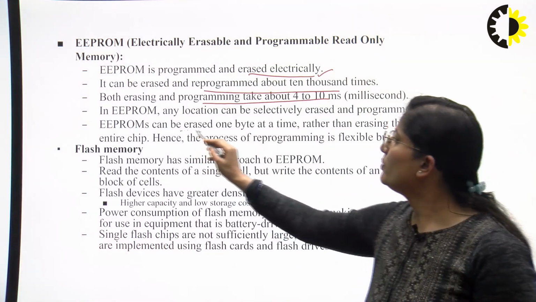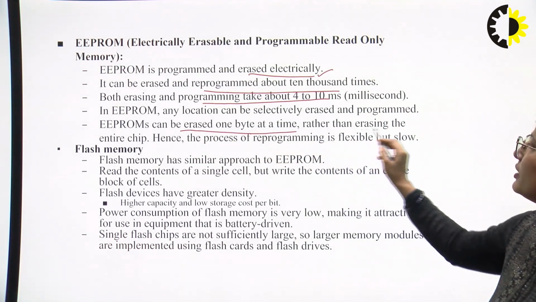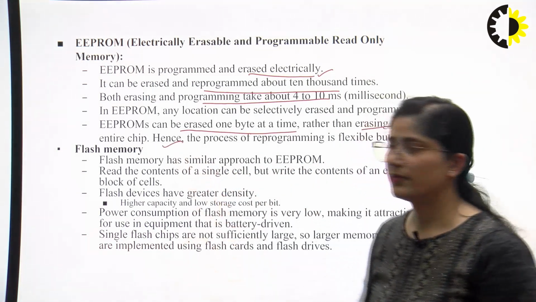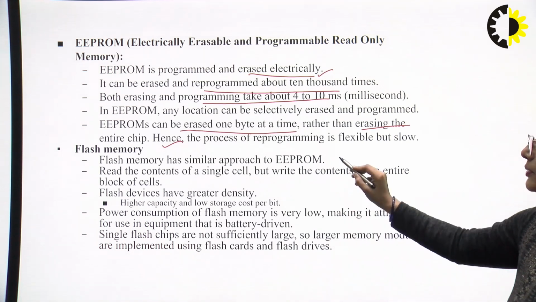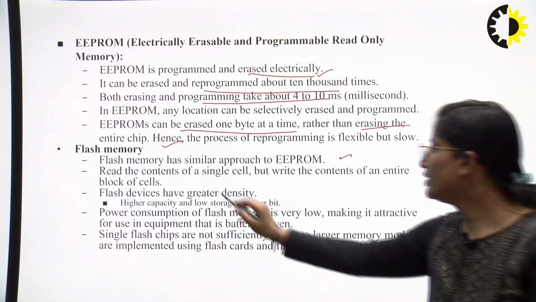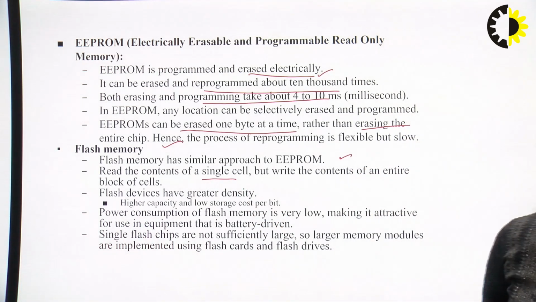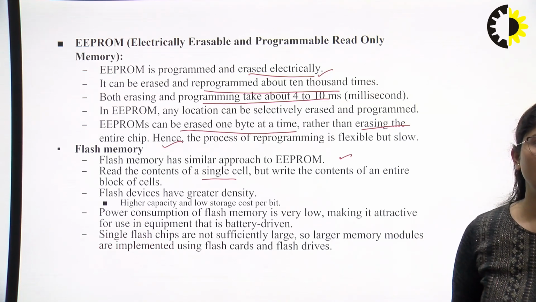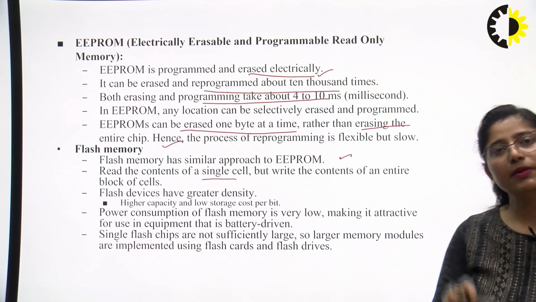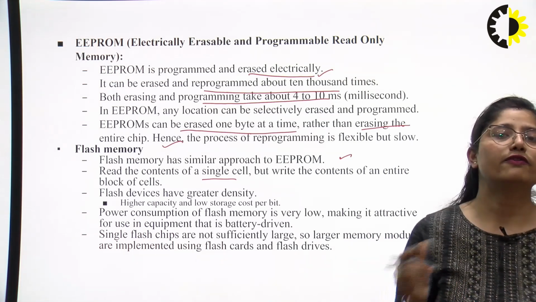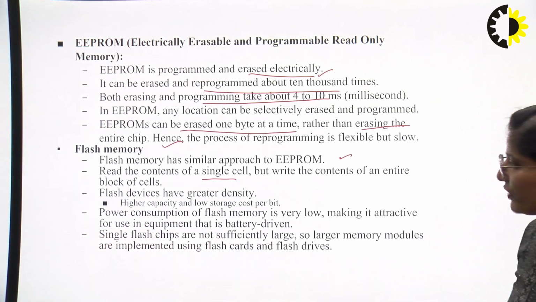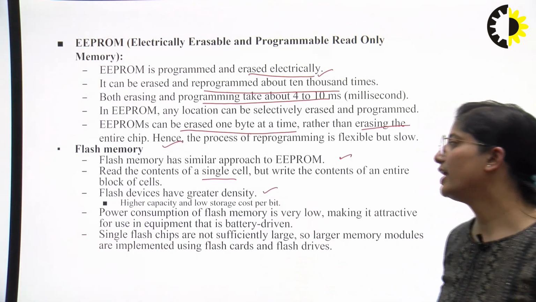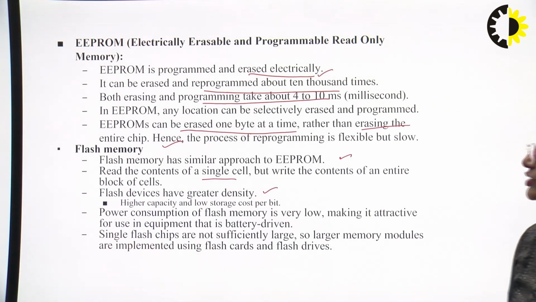So EEPROM can be erased one byte at a time rather than erasing the entire chip. Next comes flash memory. Flash memory is similar to EEPROM. It reads the content of a single cell but writes the content in block form. So it will read only cell by cell, but when it writes, it writes a complete block, and a block consists of cells. So flash drives basically have greater density, as they have higher capacity and low storage cost per bit.